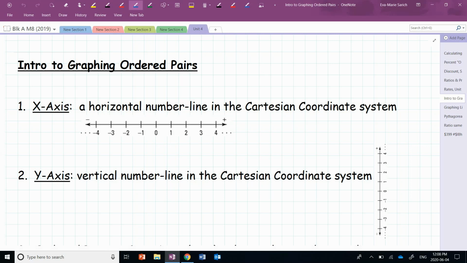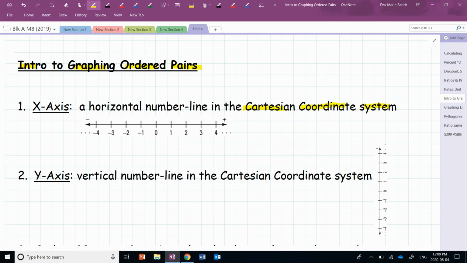So today we are moving to a new unit. The unit that we're going to be working on is going to be graphing. Okay, so this is just an introduction to graphing ordered pairs. Now, the type of graphs that we're doing are graphs from the Cartesian coordinate system. Okay, now that's a very ancient type of graphing.